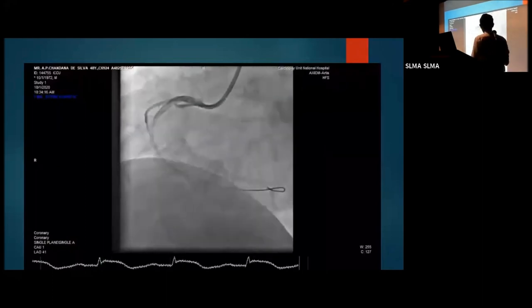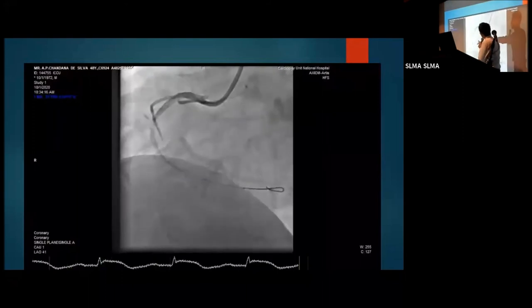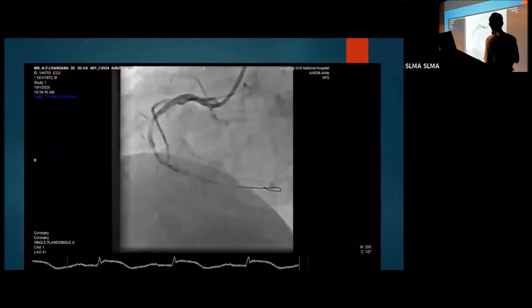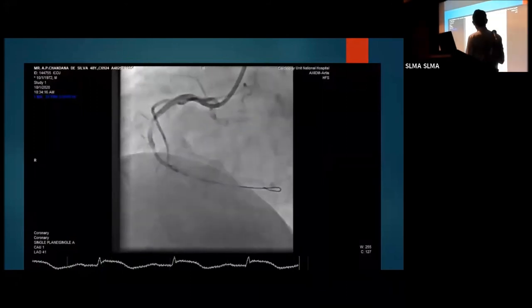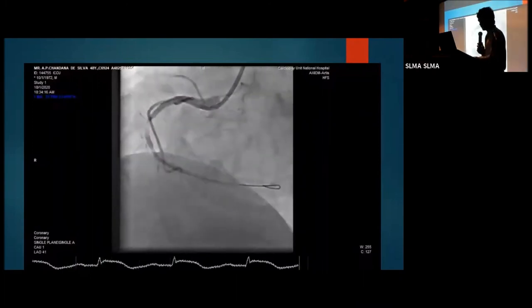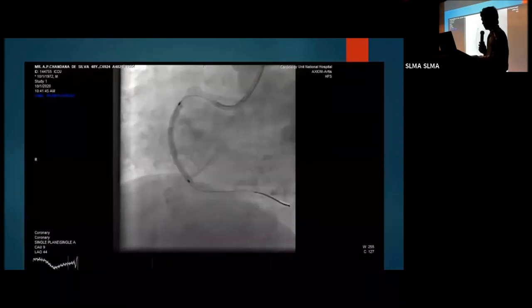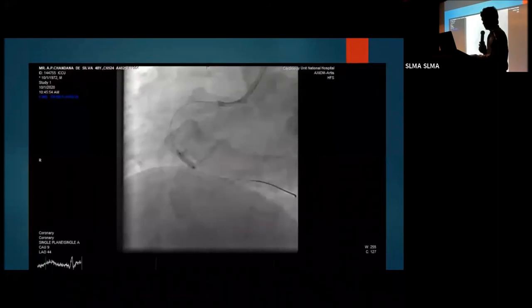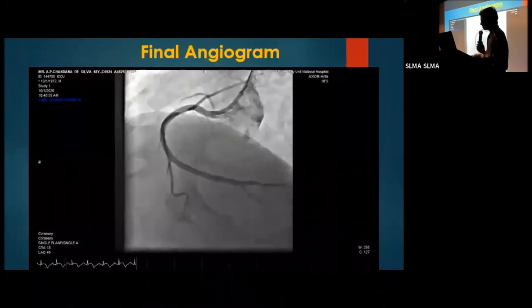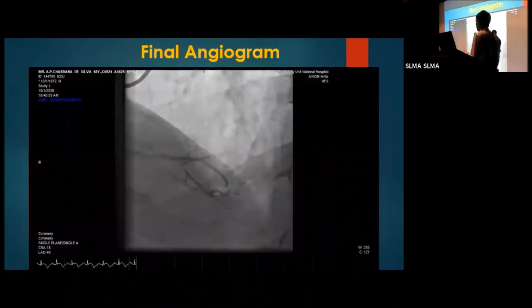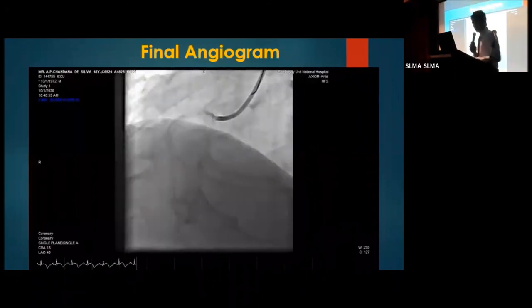You can see the lesion, that was the point of the plaque rupture, and there was a total occlusion from that plaque, with no flow at all in the first instance. And now we have opened the vessel. This is the placement of the stent and its deployment, and we have done some post dilatation as well to make it better apposed to the vessel. And as you can see, that was the final angiogram.